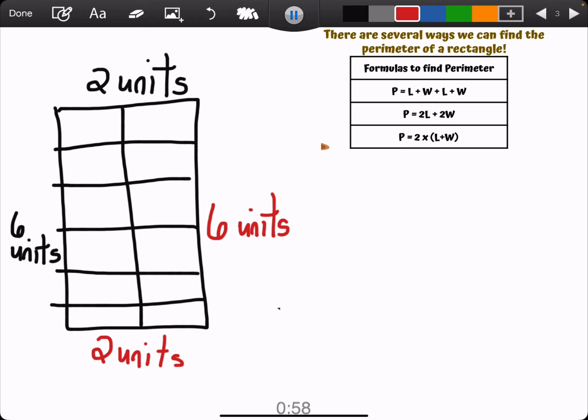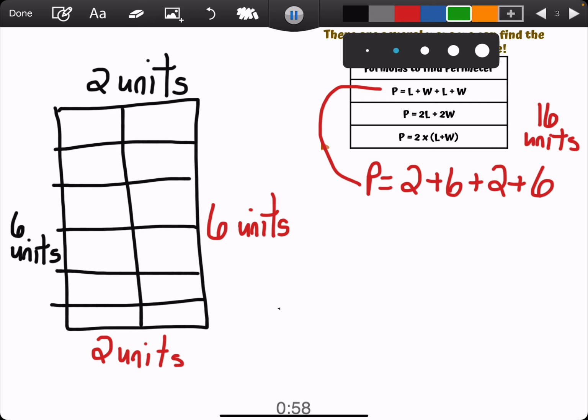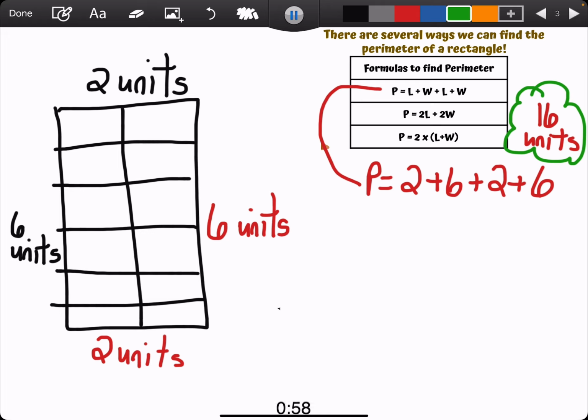The first one is perimeter equals length plus width plus length plus width. So for this one, I could do perimeter equals 2 plus 6 plus 2 plus 6. 2 plus 6 is 8, 8 plus 2 is 10, 10 plus 6 is 16. So we would have 16 units as our perimeter.